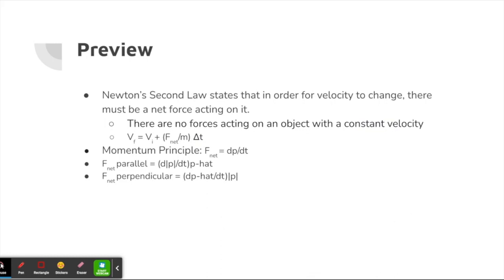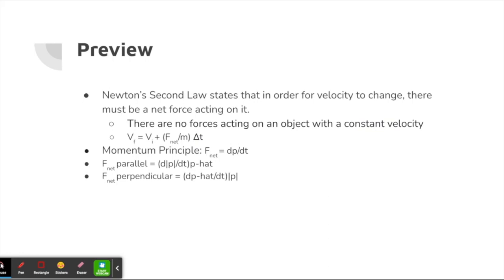The first being Newton's second law, which states that in order for velocity to change, there must be a net force acting on it. There are no forces acting on an object with a constant velocity, and Newton's second law is, as listed here, v final equals v initial plus F net divided by m times delta t. In addition to this, the momentum principle, which is listed as F net equals dp over dt.